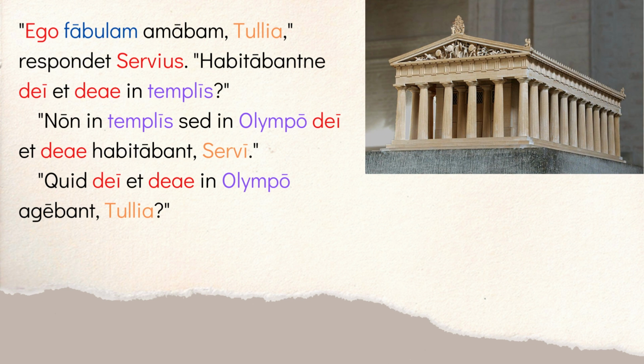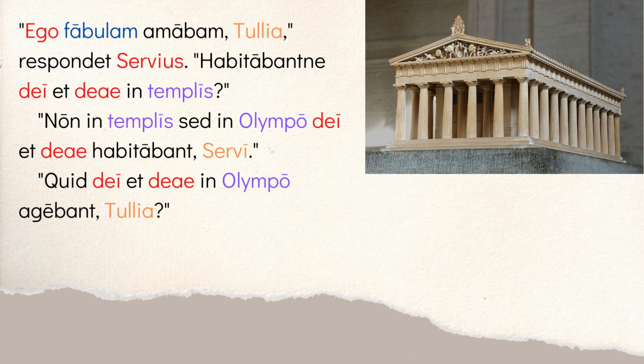And during that time, he was liking it. You could translate this as "I was liking the story," but it probably makes more sense to just make it a simple past tense verb and say, "I liked the story." Fabulam is your direct object. Tulia is vocative. So he responds and he says, "I like the story, Tulia," responds Servius.